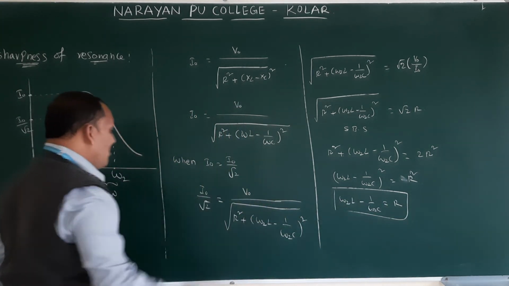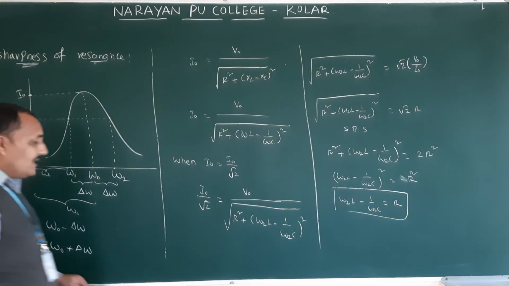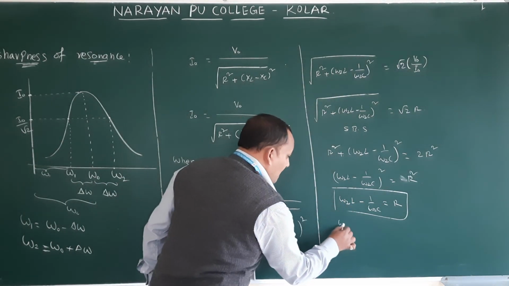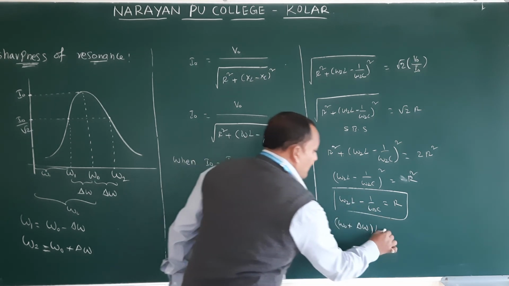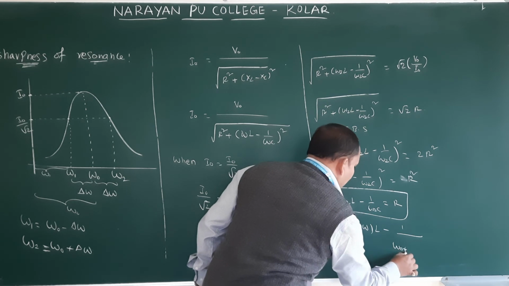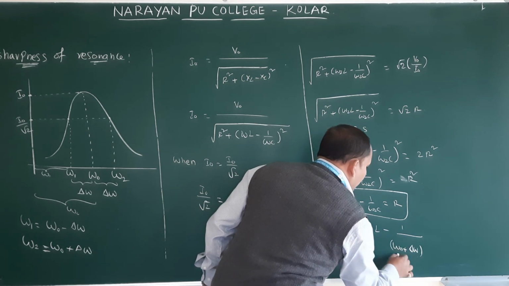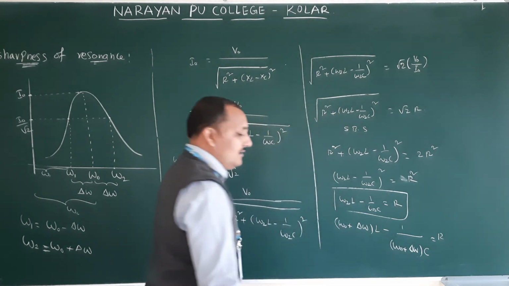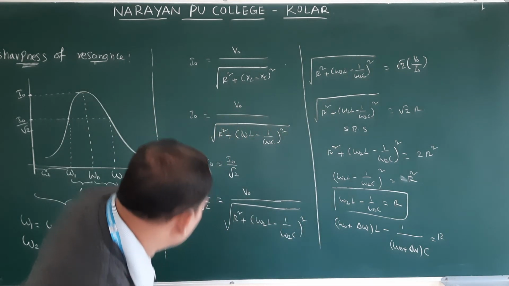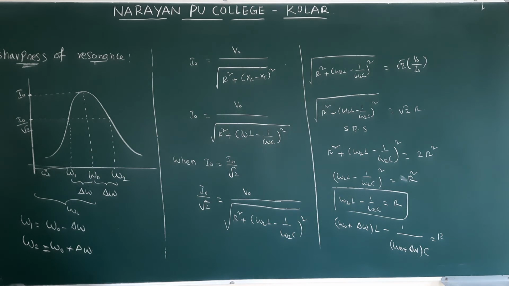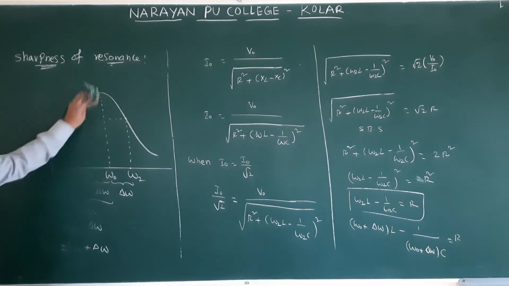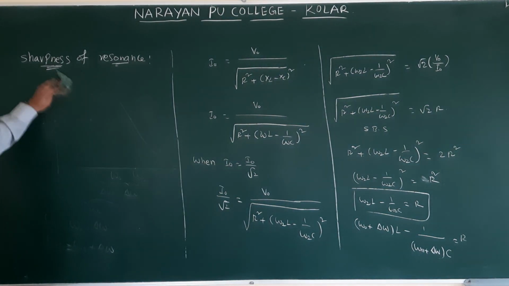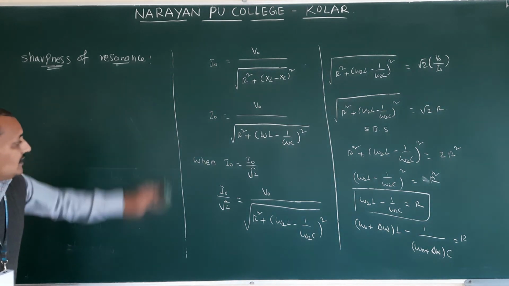Now substitute the omega 2 value. What is the omega 2 value? Omega naught plus delta omega. So (omega naught plus delta omega) into L minus 1 by (omega naught plus delta omega) into C is equal to R. So that is the value. Till we derive, next time going to write here, you can see. So remember this omega 1 omega 2 value.